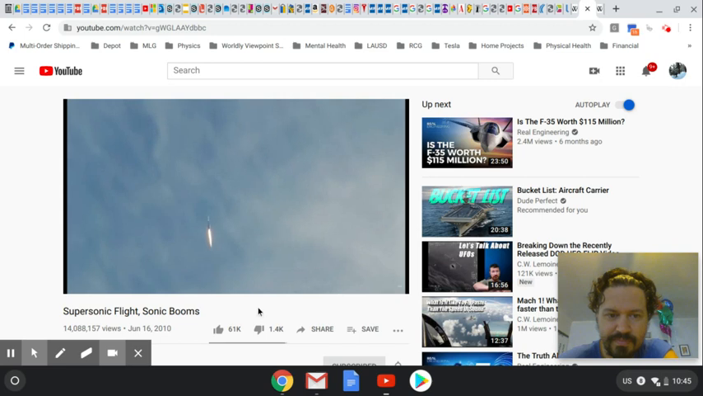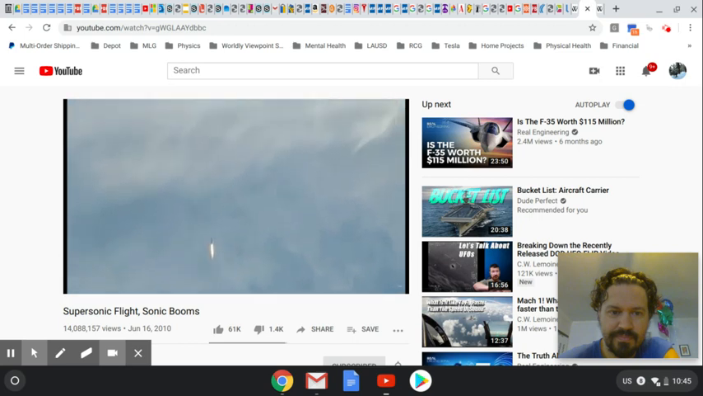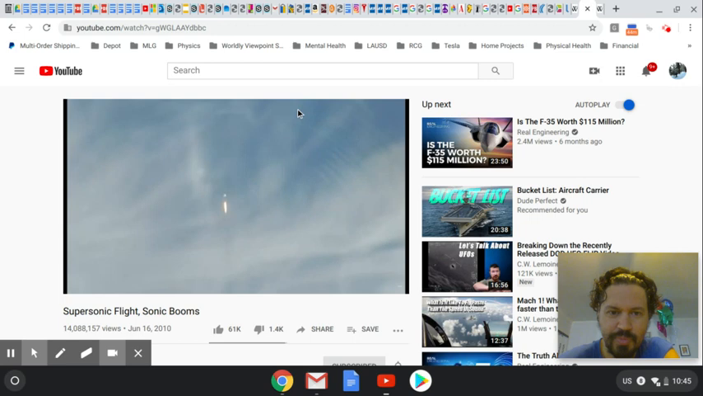At Kennedy Space Center on February 11, 2010, an Atlas rocket launched into ideal conditions for showing off shockwave. And this is the result.